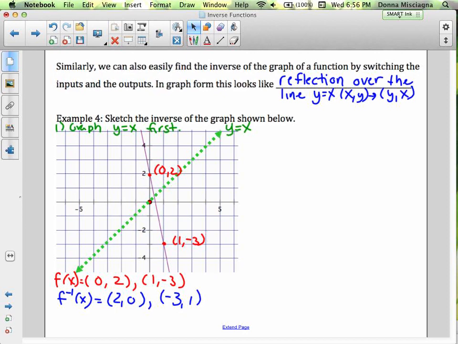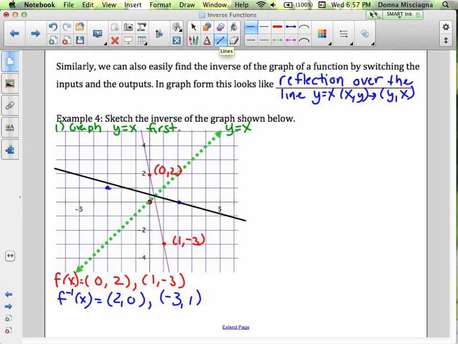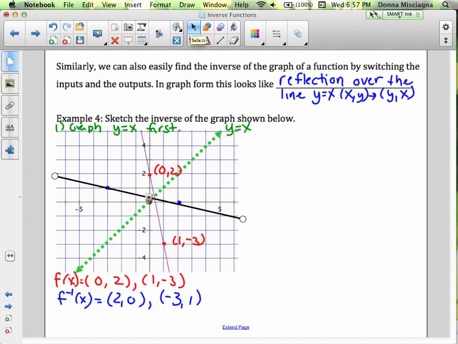So we've got 2, 0, going to be right there. So notice our y-intercept became our x-intercept. And negative 3, 1 is going to be right here. All right, let's graph that. And then I'm going to fix it because my line came nowhere near where it was supposed to have gone, but that's okay, it never does. I always have to do this part. Okay, and it's a line, so it is going to keep going.